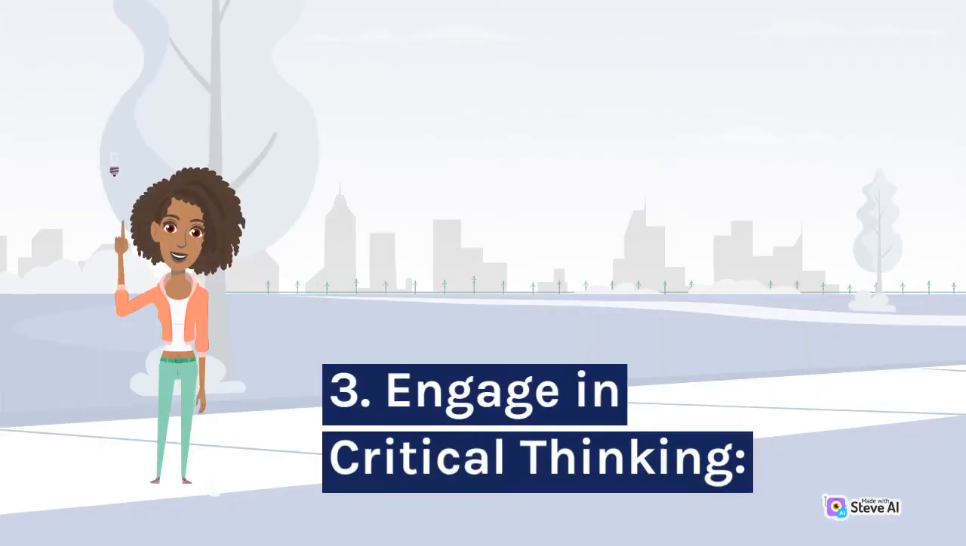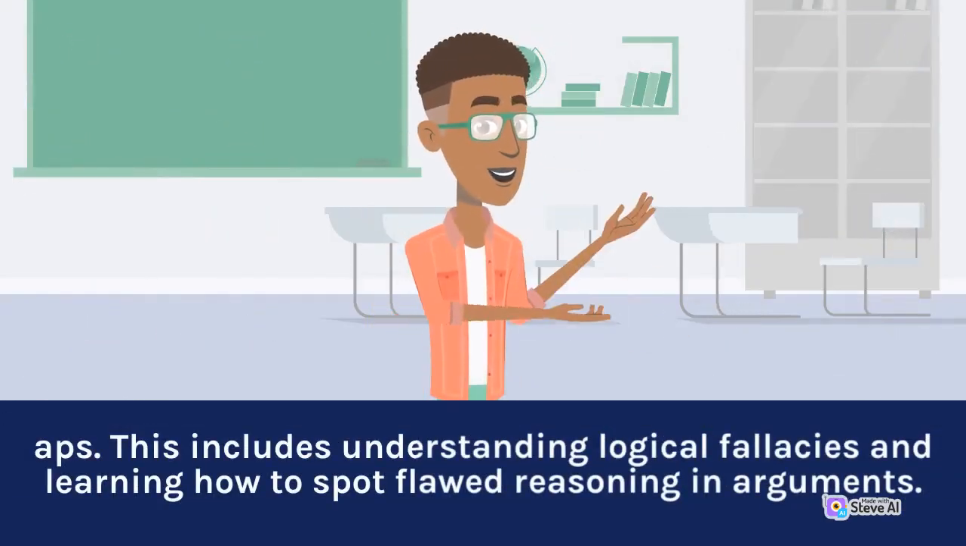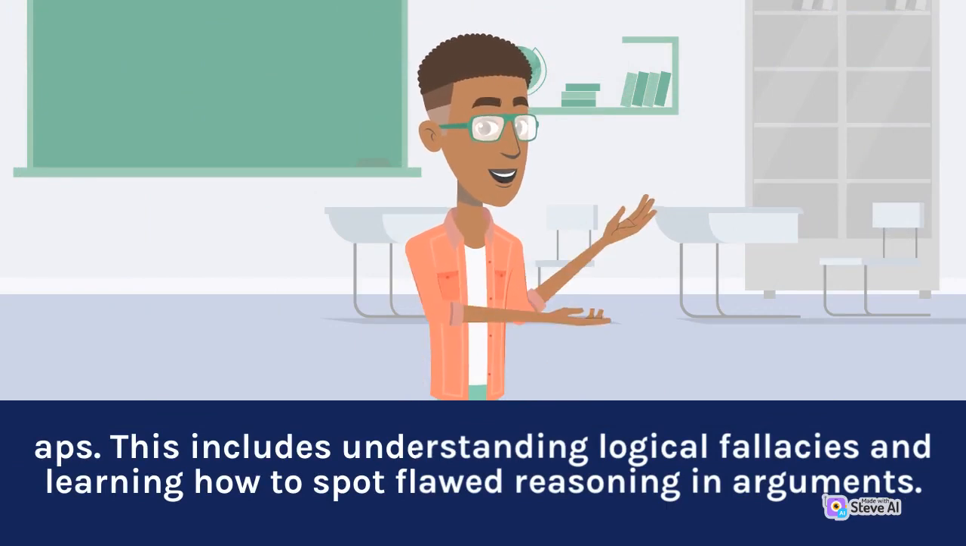3. Engage in critical thinking. Critical thinking involves questioning assumptions, evaluating arguments, and analyzing evidence. By developing critical thinking skills, we can challenge our own biases and break free from mental traps. This includes understanding logical fallacies and learning how to spot flawed reasoning in arguments.